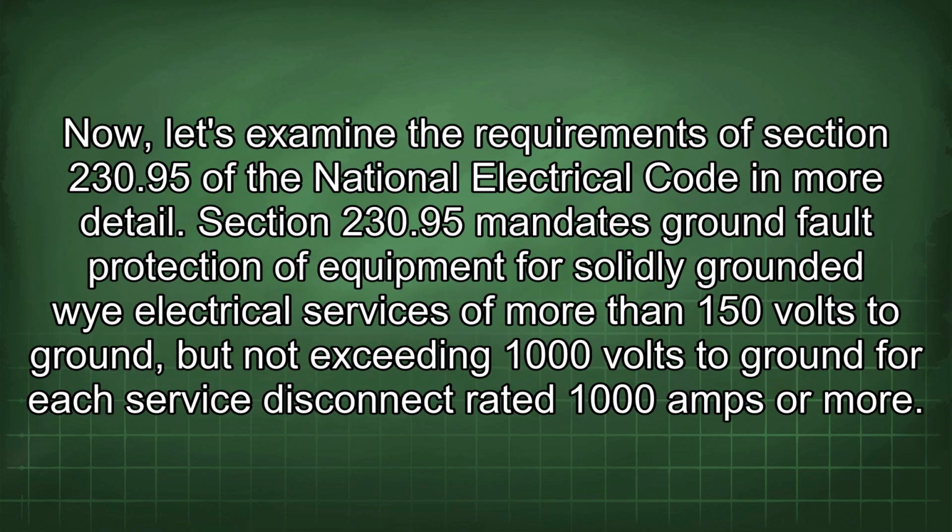Now let's examine the requirements of Section 230.95 of the National Electrical Code in more detail. Section 230.95 mandates ground fault protection of equipment for solidly grounded wye electrical services of more than 150 volts to ground, but not exceeding 1000 volts to ground, for each service disconnect rated 1000 amps or more.